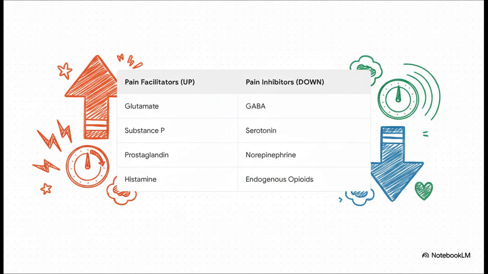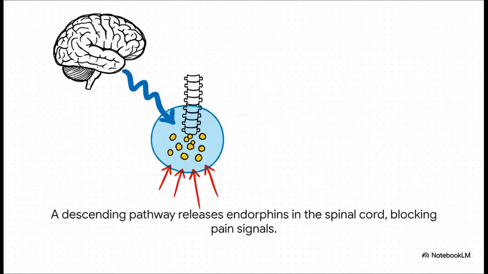On one side, you have the facilitators, things like substance P and glutamate, that crank the volume up. On the other side, you've got the inhibitors, like serotonin, and your body's own natural opioids that turn the volume way down. And this is how it does it. It's incredible. The brain doesn't just receive signals, it sends them back down. It's called the descending pathway. Your brain can literally send an order down to the spinal cord, telling it to release its own painkillers, endogenous opioids, like endorphins. These molecules then act like bouncers at a club, blocking the incoming pain signal from ever getting up to the brain in the first place. It's your body's own powerful, built-in pain relief system.